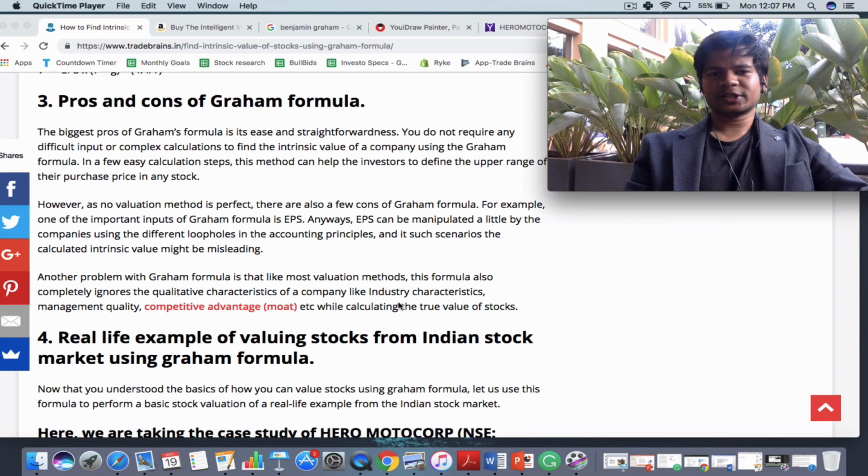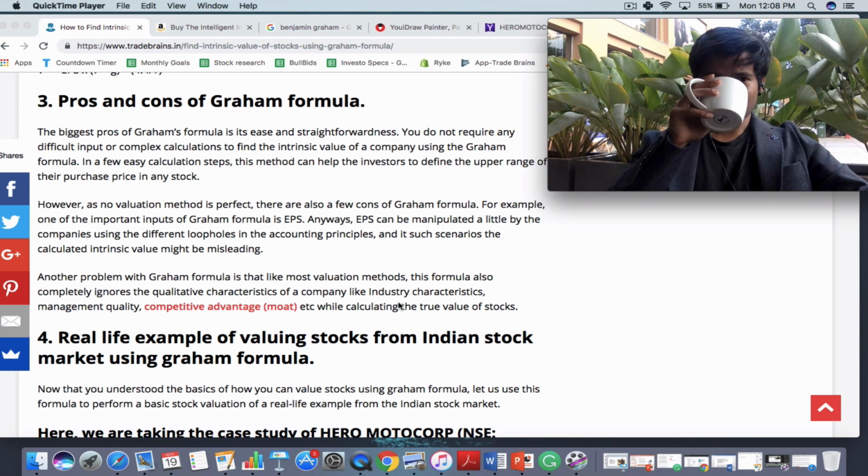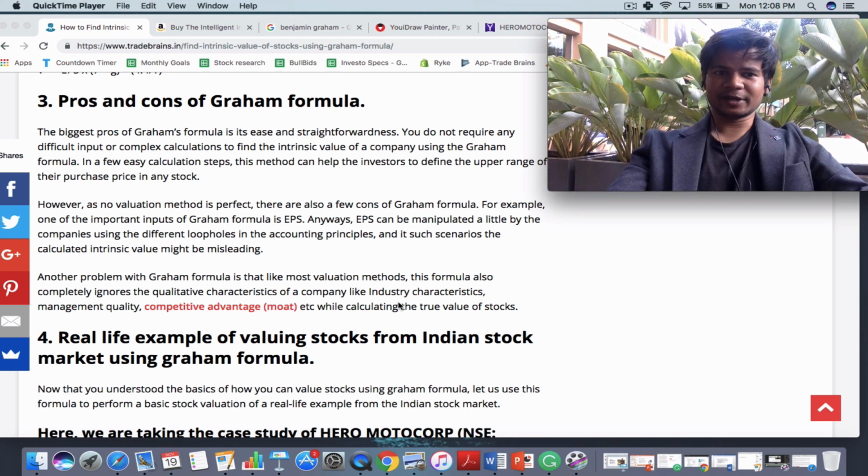Now before we calculate the intrinsic value of a company using Graham formula, let's first study the pros and cons of Graham formula. The biggest benefit of using Graham formula is that it is very easy and straightforward. You do not require any difficult input or complex calculations to find the intrinsic value of a company. All you need is the EPS of the company, earnings per share, and its growth rate for the next 7 to 10 years. And in a few simple calculation steps you can find the intrinsic value, that is the upper range at which you can purchase that stock.